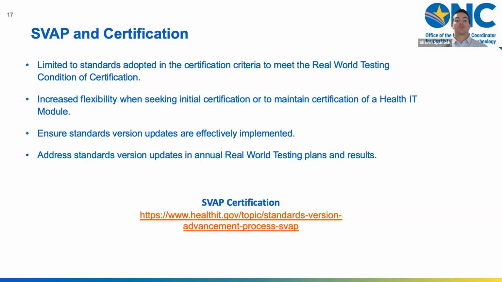SVAP also ensures version updates are effectively implemented and allows ONC to effectively implement updated standards that coincide with real-world testing plans and results. Just a reminder, these slides will be shared following the presentation, and this link shown at the bottom provides a high-level overview of the SVAP process as it relates to the certification program. Next slide, please.